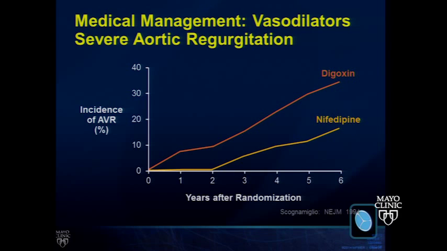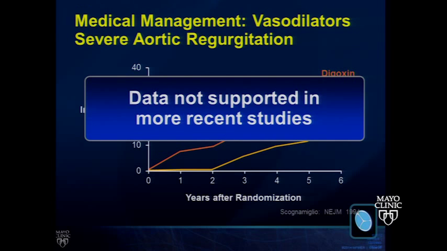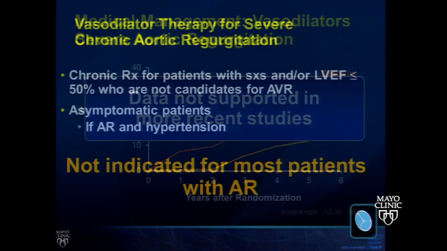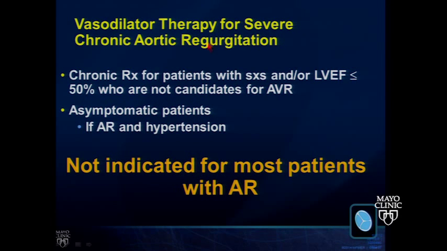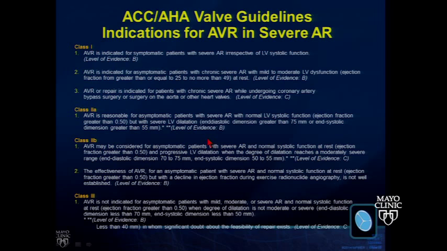Again, turn to medical management, and about 10 to 20 years ago, there were a couple papers saying that you should use vasodilator therapy to slow the progression of aortic regurgitation. But several randomized trials have shown that there is no data to support the use of vasodilator therapy if you do not have hypertension. So you only use vasodilator therapy if you're not going to operate on the patients or they have systemic hypertension, but not indicated for most patients with aortic regurgitation.